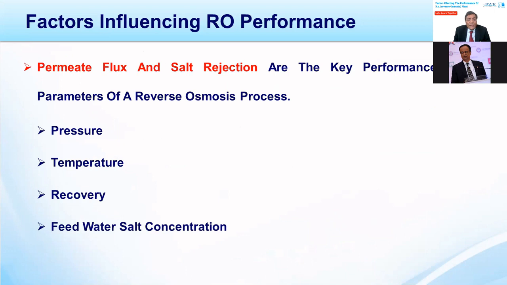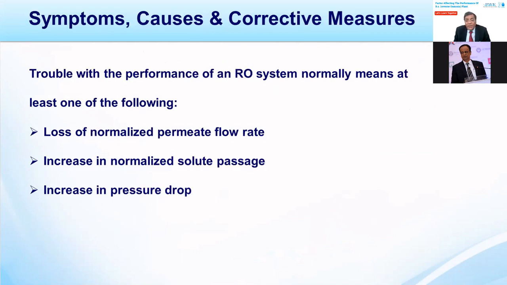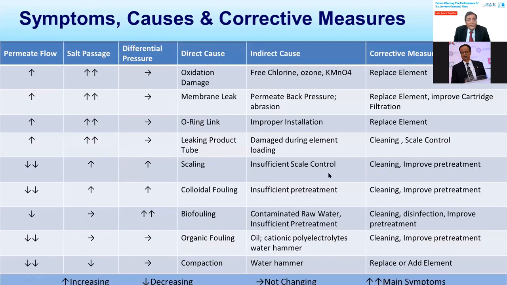Other variables which are the main factors that affect the performance of an RO plant are pressure, temperature, recovery, and feed water salt concentration. If the concentration of the source changes, the characteristic of the water changes, and obviously it will disturb your process parameters.